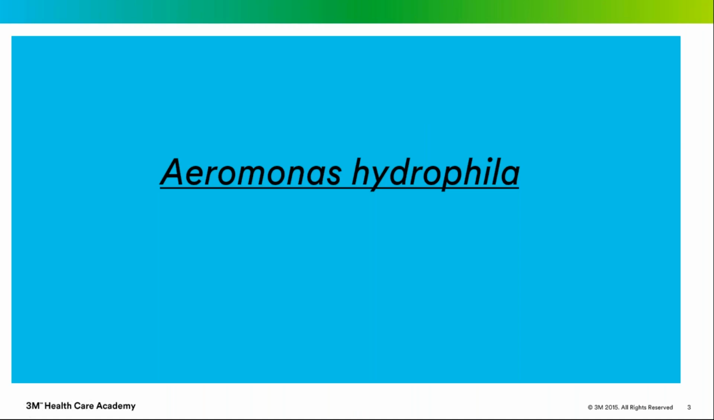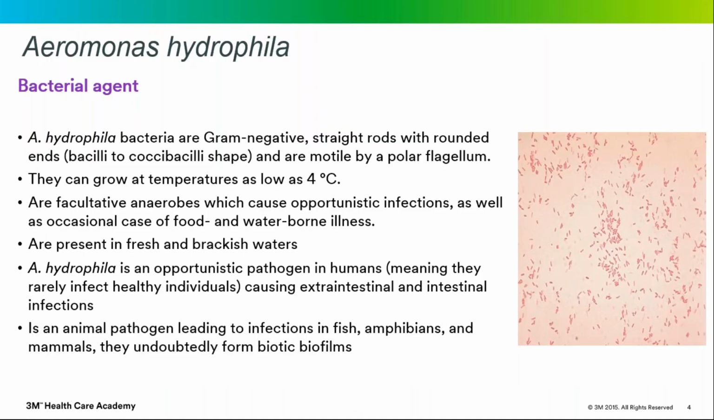Now coming to Aeromonas hydrophila. Aeromonas hydrophila bacteria are gram-negative straight rods with rounded ends, bacilli to coccobacilli shape, and are motile by a polar flagellum. They can grow at temperatures as low as 4 degrees centigrade. They are facultative anaerobes which cause opportunistic infections as well as occasional cases of food and waterborne illness. They are present in fresh and brackish waters.